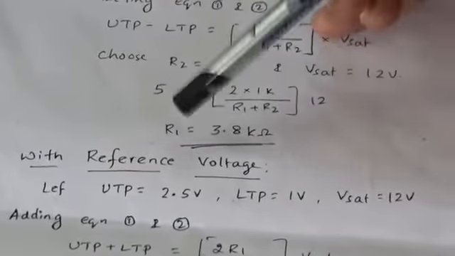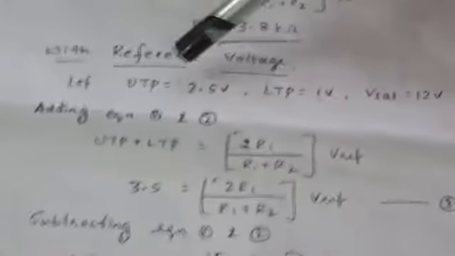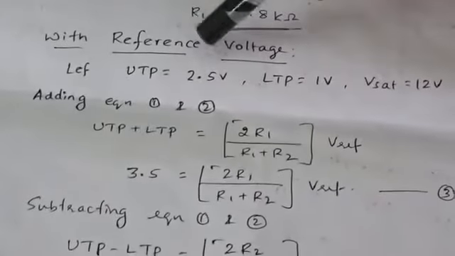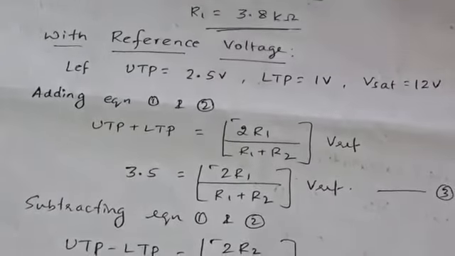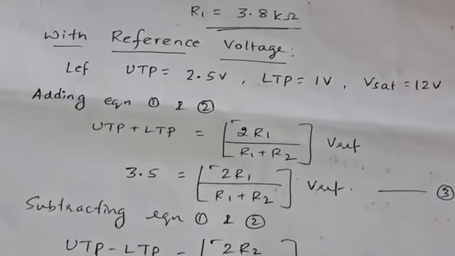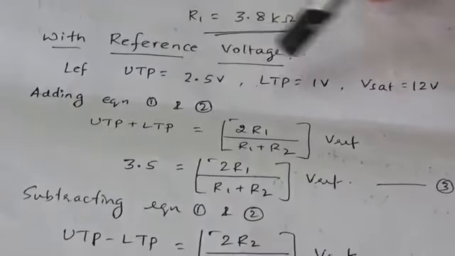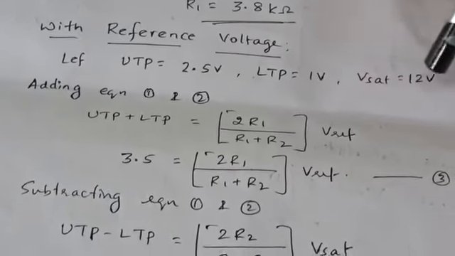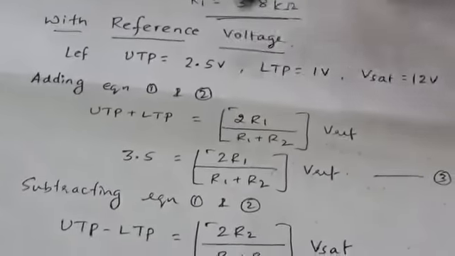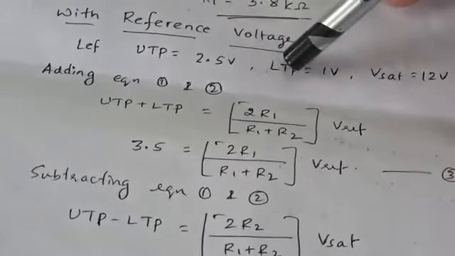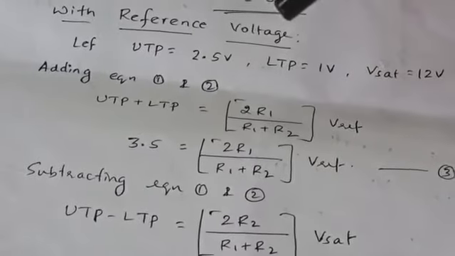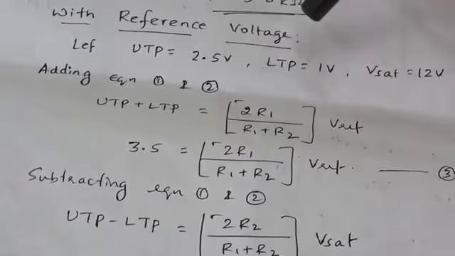Now similarly, for the second circuit we will consider the reference voltage. I need to find out the reference voltage by using equation 1 and equation 2. And here I will assume UTP is equal to 2.5 volt and LTP is equal to 1 volt and V saturation is plus 12 volt. So this will be given. By using this we will find out V reference and the resistance values, that is R1 and R2.